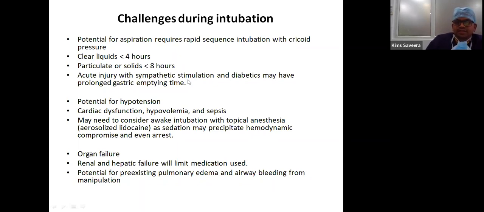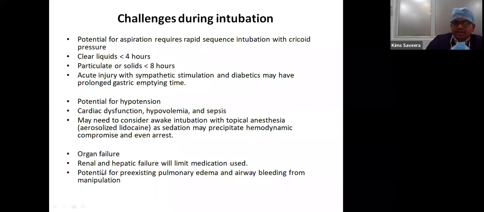And acute injuries with sympathetic stimulation and diabetics may have prolonged gastric emptying. Though we waited for 8 hours, they can have a risk of aspiration because of prolonged gastric emptying time. And there is potential of hypotension, cardiac dysfunction, hypovolemia, and sepsis, in which the patient may crash during intubation. In such conditions, we may consider awake intubation or topical anesthesia to compromise these hemodynamics and even make them better.